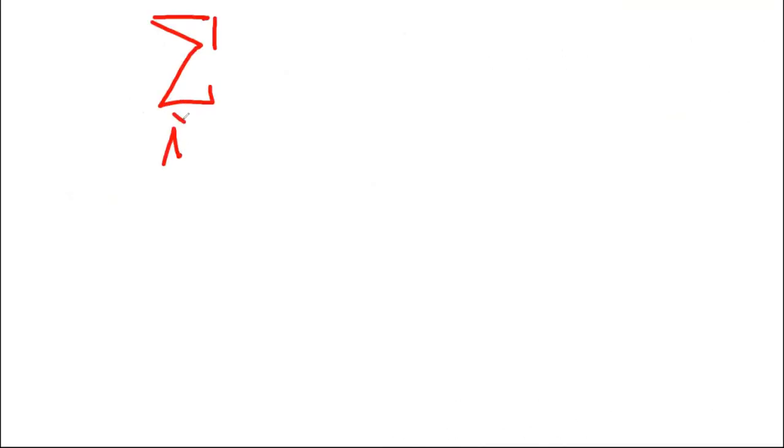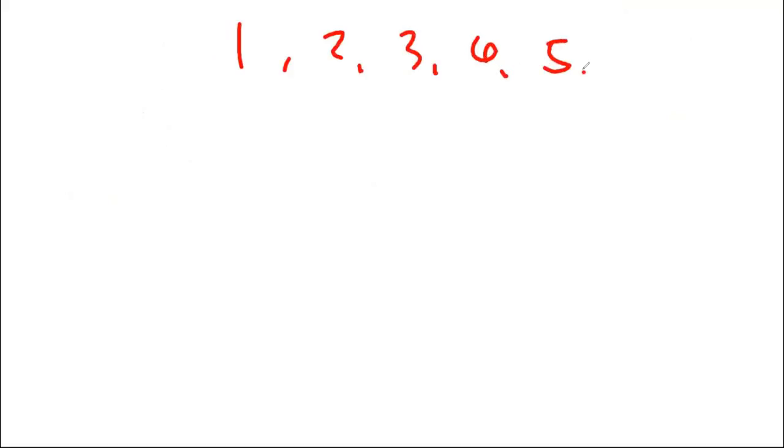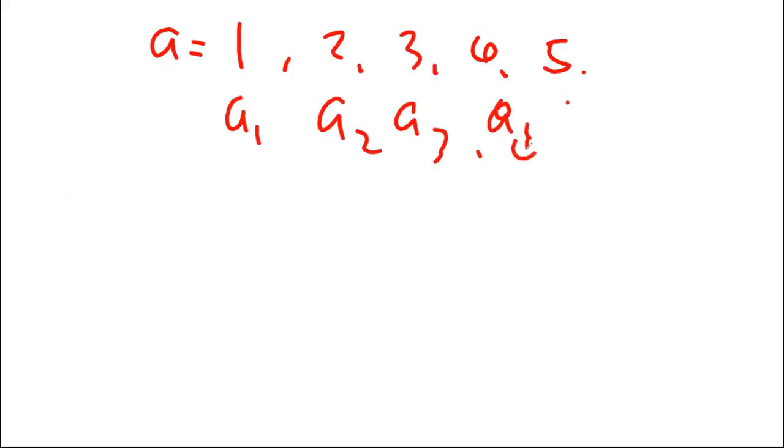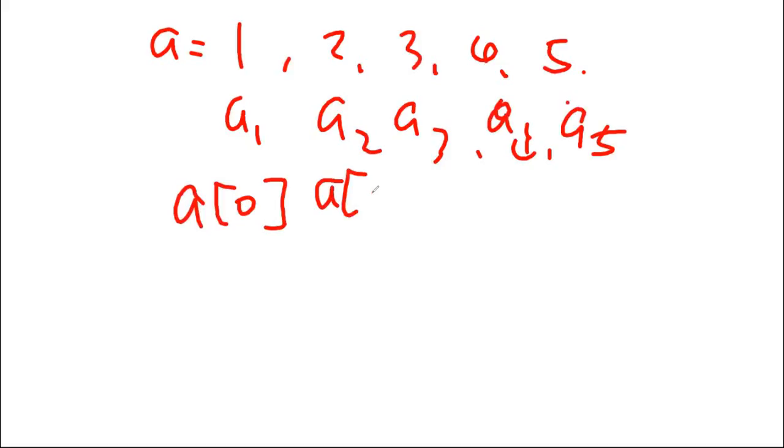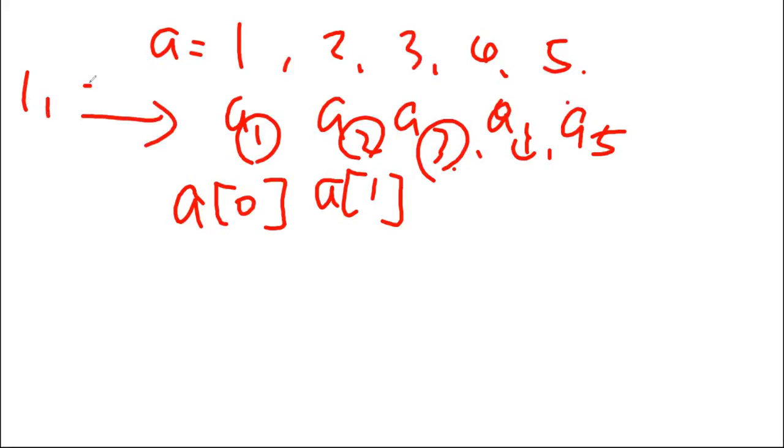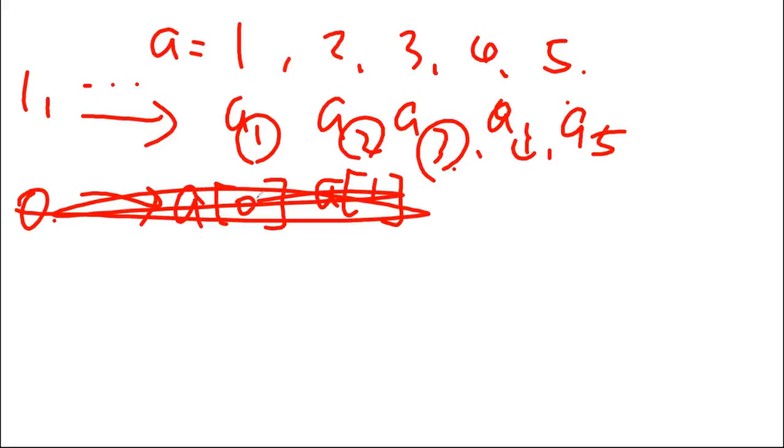But let's do this. If we have a sequence, we say 1, 2, 3, 4, 5, right? It will be A1, A2, A3 in math. You can think about it in Java as A0, A1. So the index is slightly different, but it's okay. In math, usually we start from 1, but in Java we start from 0. That's fine. That's using the mathematical term.